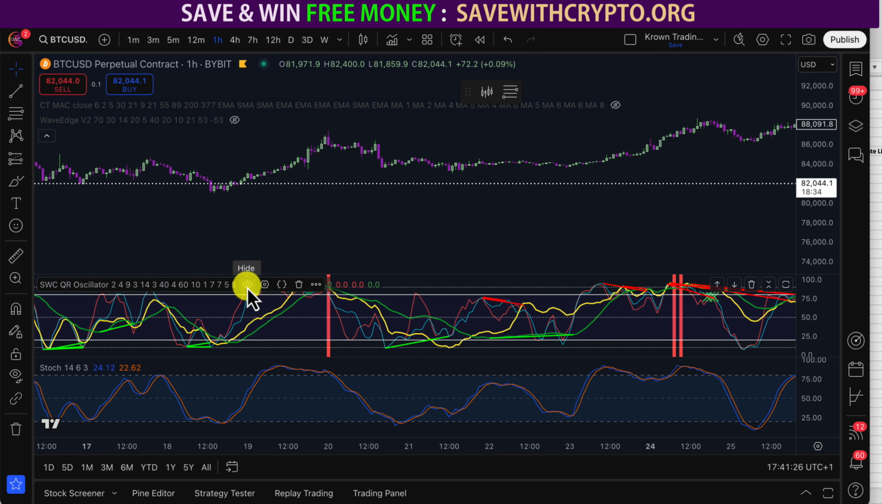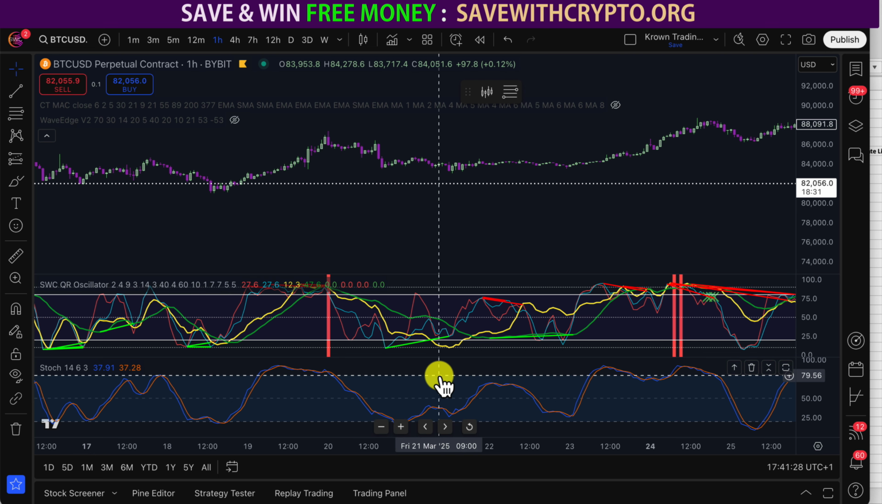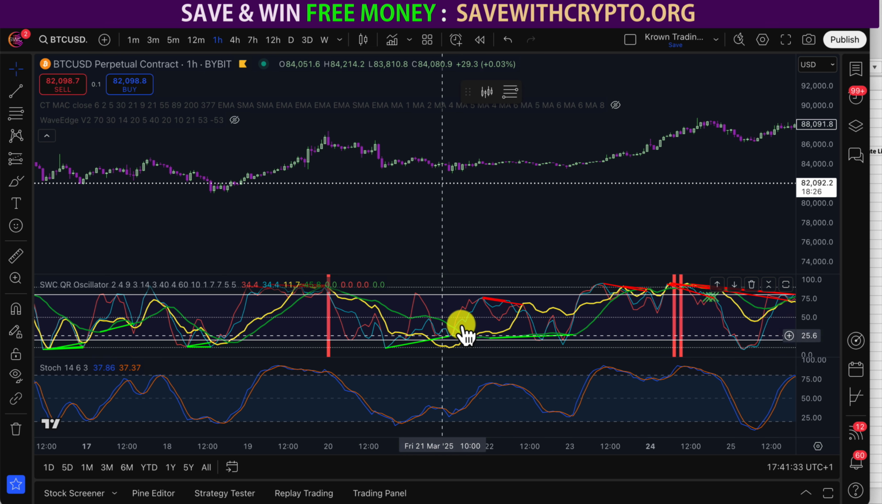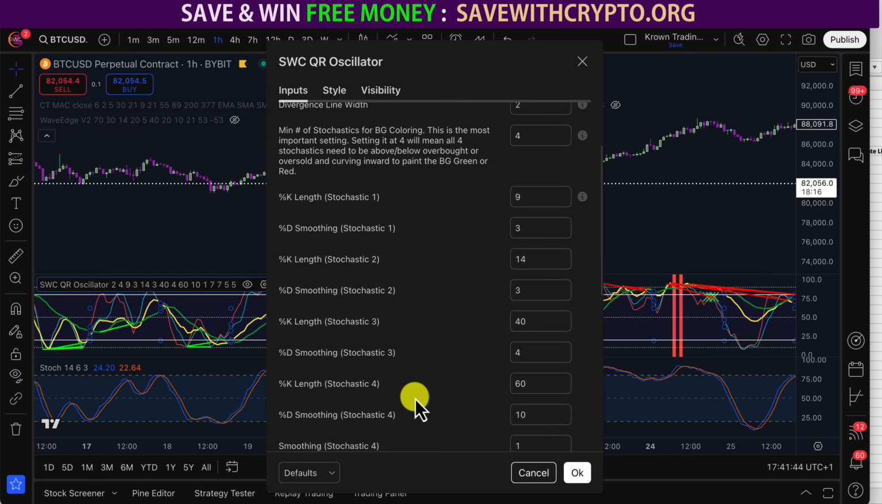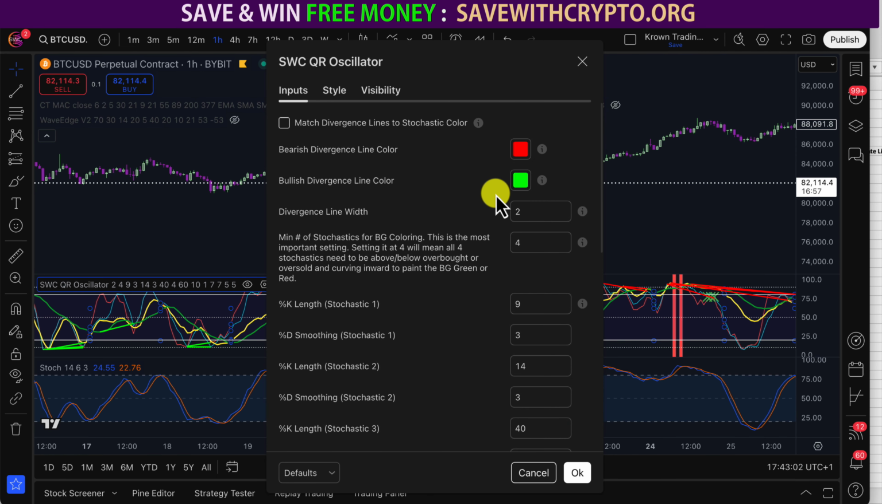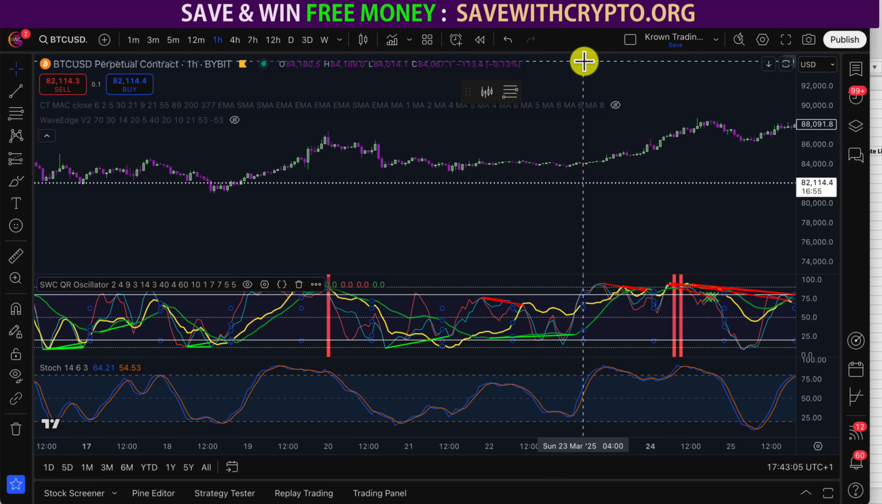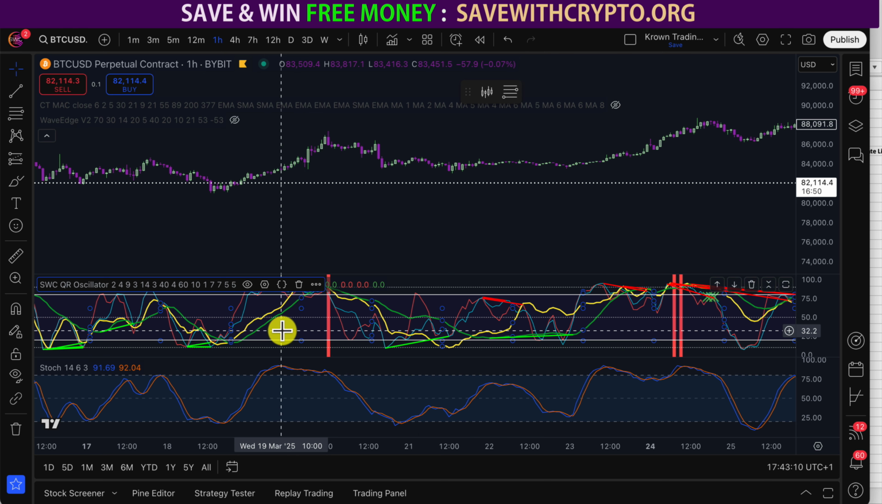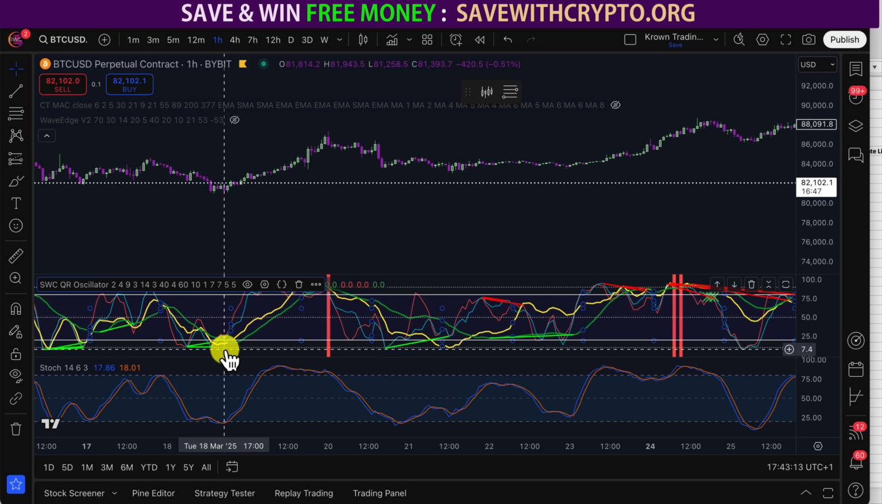Now this, although it looks like a complete mess, is actually insanely powerful, and this one actually uses like 4 different stochastic lines, and just for the record I'll show you how these ones are set. So here what you've actually got is a percentage K and a percentage D for stochastic 1, stochastic 2, stochastic 3 and stochastic 4. And the idea with this one is that it will show you a lot more information, and it will also look for when these 4 slightly different stochastics are converging and doing things together.